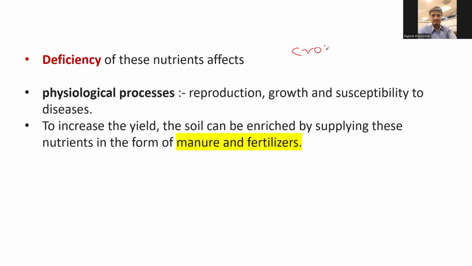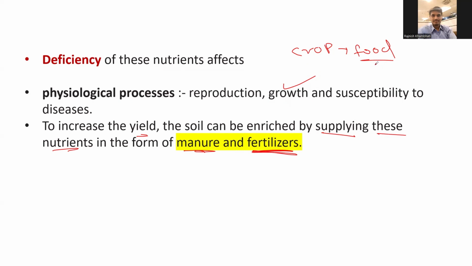Why? Because plants are crops and the crop is giving us food. If the crop cannot grow, we will not get the food, and that is why we have to provide them these nutrients for complete growth. And to increase the yield, the soil can be enriched by supplying these nutrients in the form of manure and fertilizer. So why do we give these nutrients to the plant? So that they can grow properly, and when they grow, we will get a good yield of food, the product.